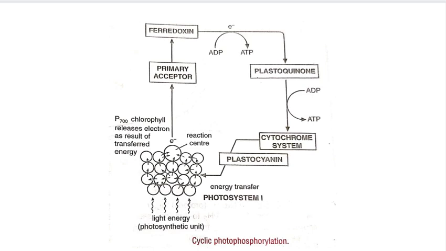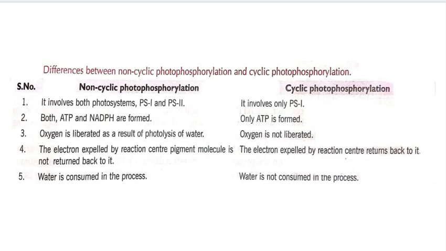Various steps in cyclic photophosphorylation can be seen here, and hence cyclic flow results only in the synthesis of ATP but not of NADPH, or reduced NADP. Cyclic electron flow and cyclic photophosphorylation occur when the plant cell contains plenty of NADPH but requires additional ATP for other metabolic needs. Now let us see the difference between the two.